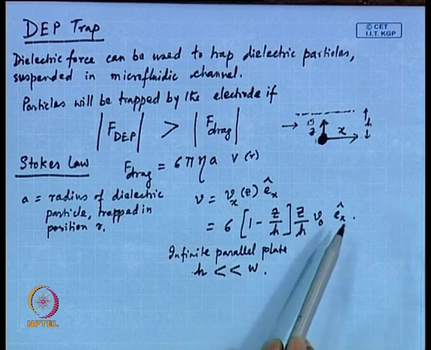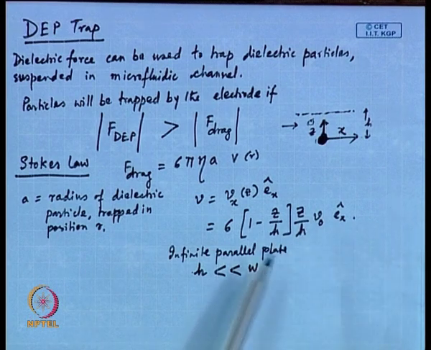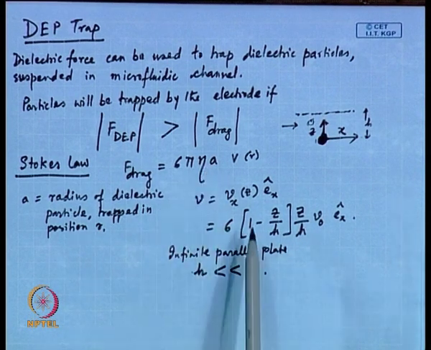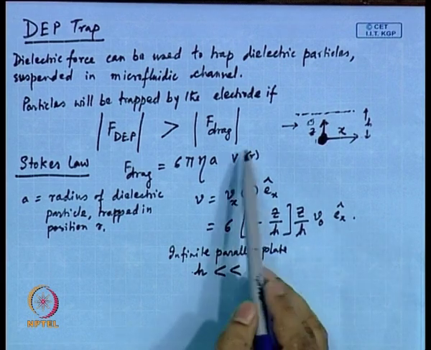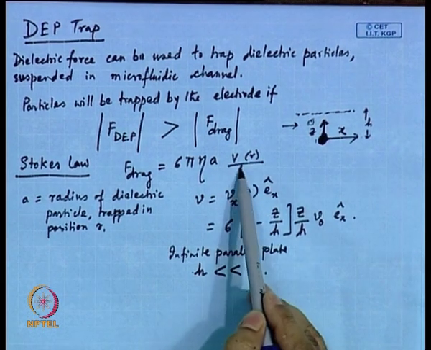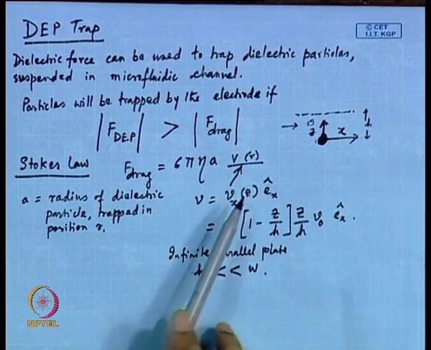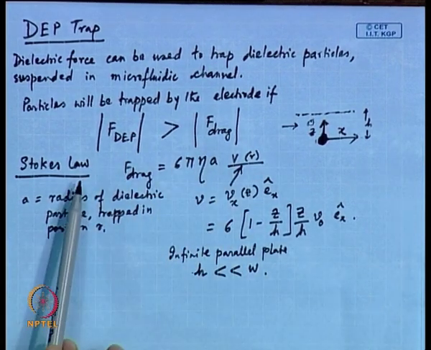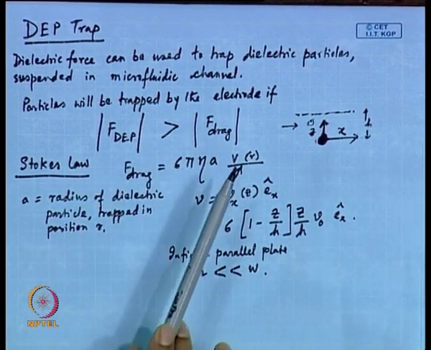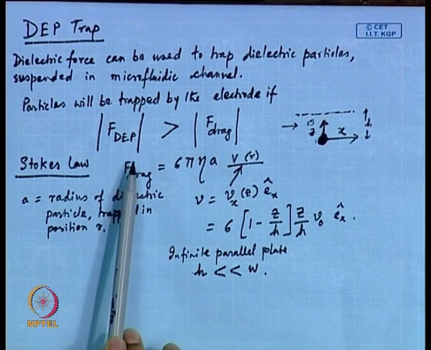Now, this is the F drag. We have already figured out that F drag would be 6 pi eta A into V, and that V would be replaced by this quantity. So, this drag part is simple, the right hand side part of this inequality is simple, but for the left hand side you need to find out F DEP.